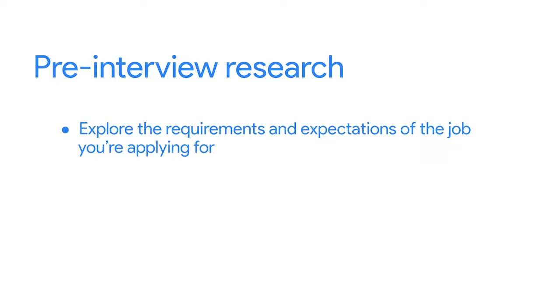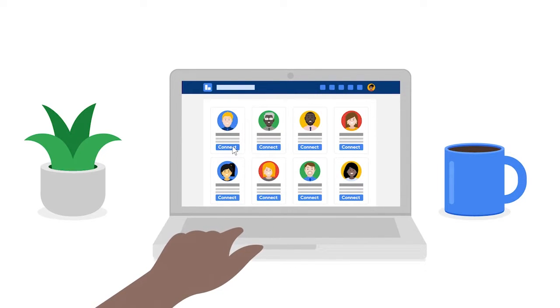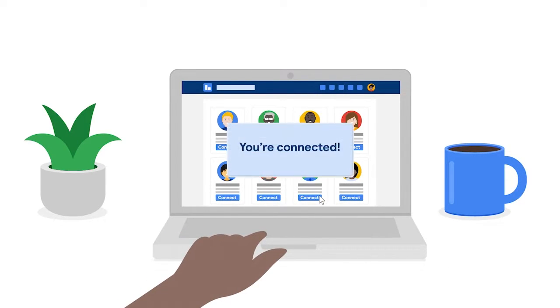The first step in your pre-interview research is to explore the requirements and expectations of the job you're applying for. Start by reading the job description in detail. Or you can reach out to someone who has the job or has worked in a similar role. If you don't know someone personally, consider reaching out on a professional networking site like LinkedIn.